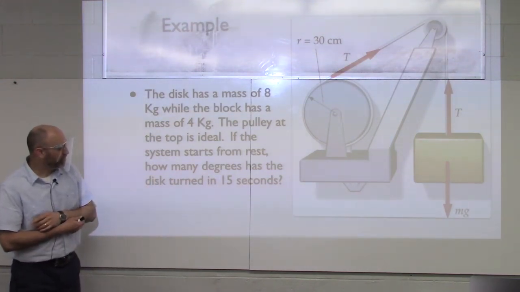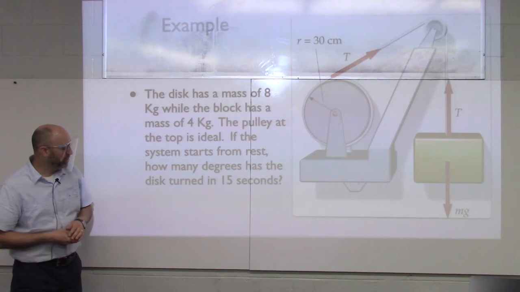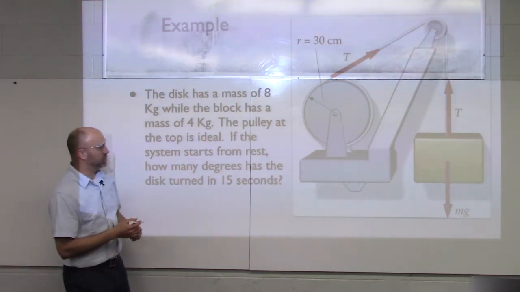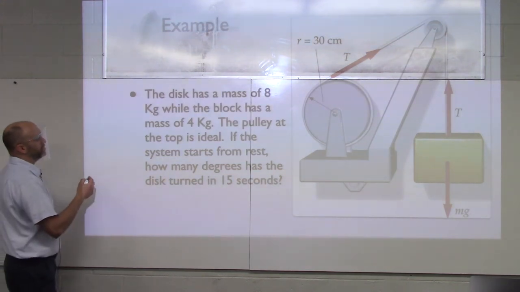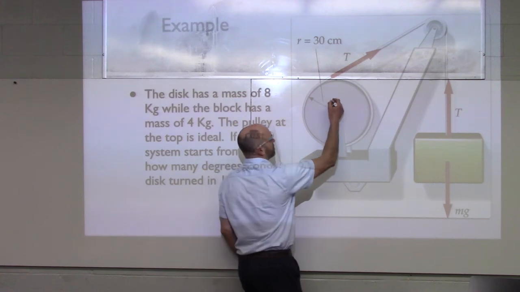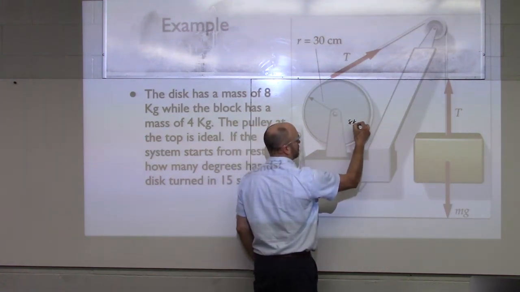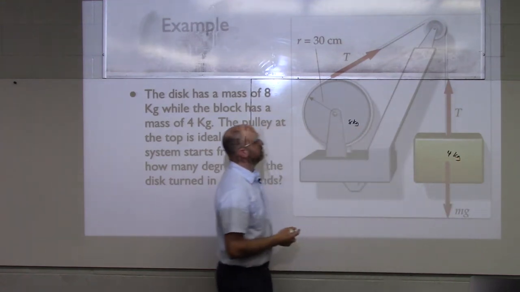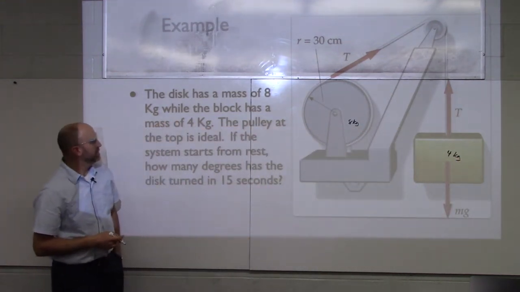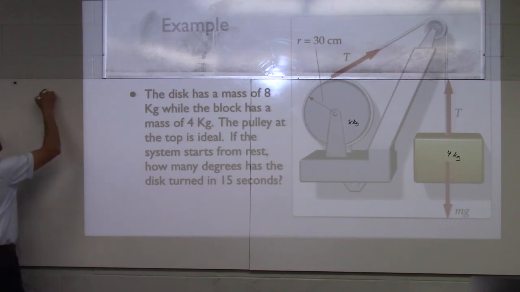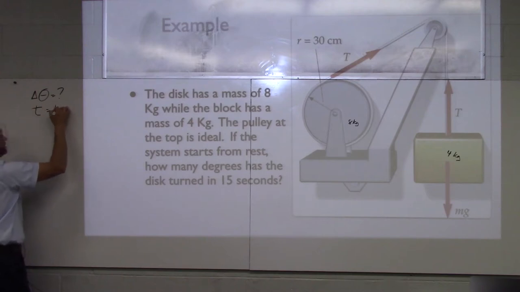If the system starts from rest, how many degrees has the disc turned in 15 seconds? So this is 8 kilograms here, and this is 4 kilograms here. The question is, what's delta theta? Time is 15 seconds.